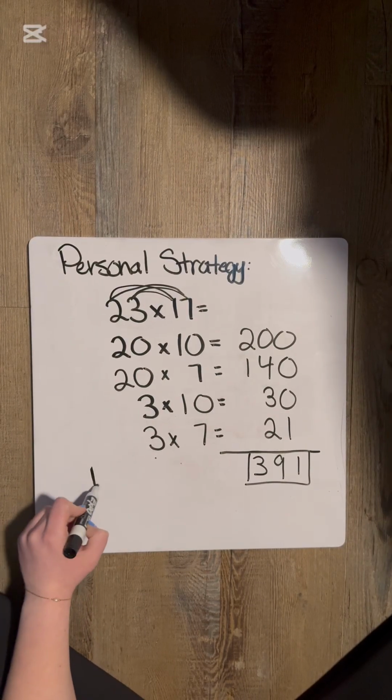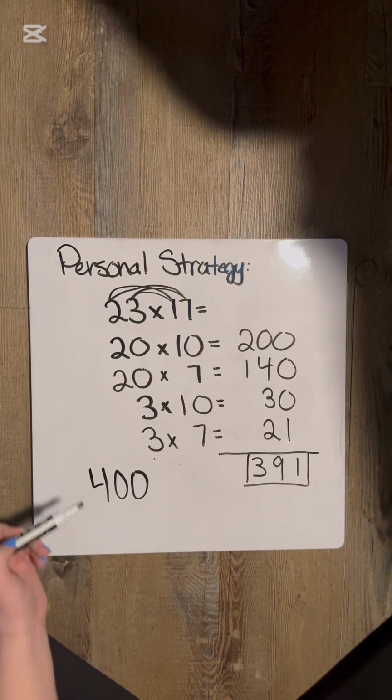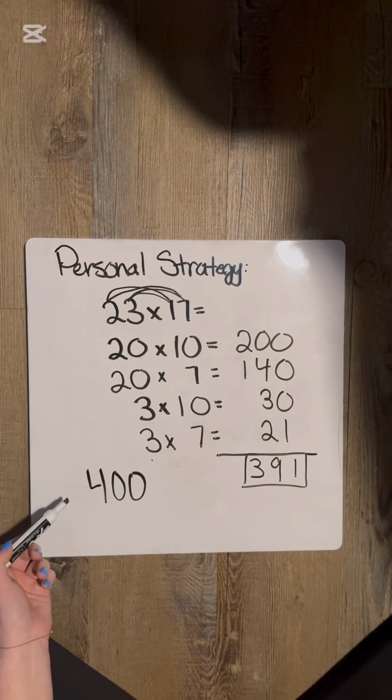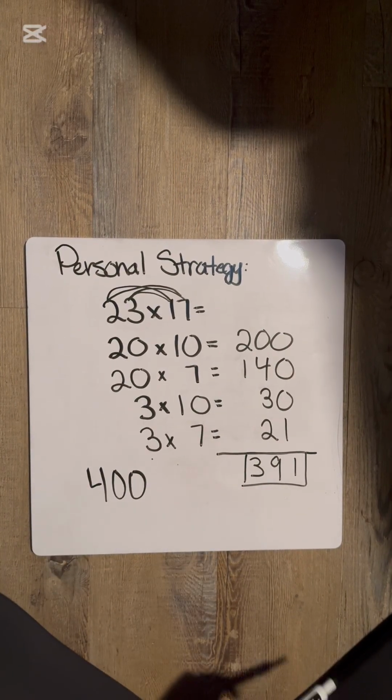And revisiting my estimation, I estimated that it would be around 400, and it's 391, so it's pretty close.